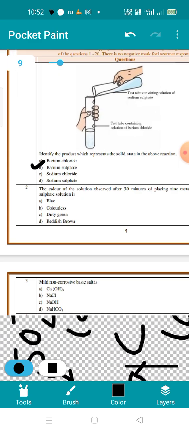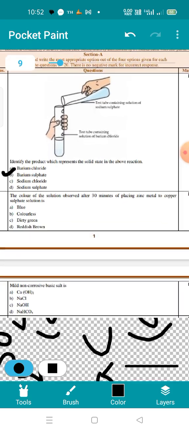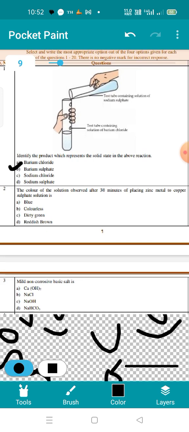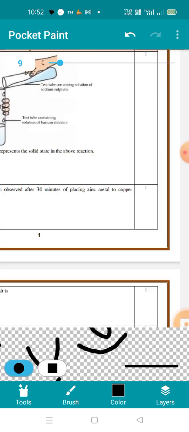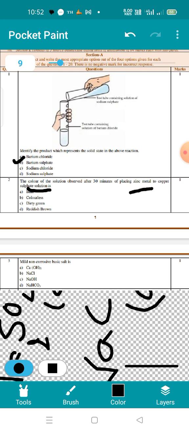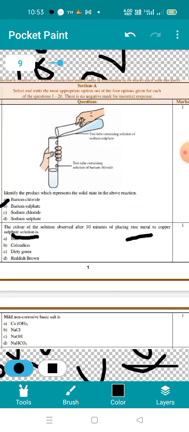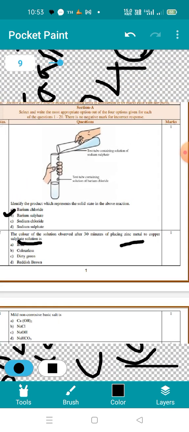Okay, next question. The color of the solution observed after 30 minutes of placing zinc metal to copper sulfate solution is. So here, what are the two reactants here? The reactants are zinc and copper sulfate solution. So we need to tell what is the color of the solution formed. So first let's write the chemical equation representing the chemical reaction between zinc metal and copper sulfate solution.